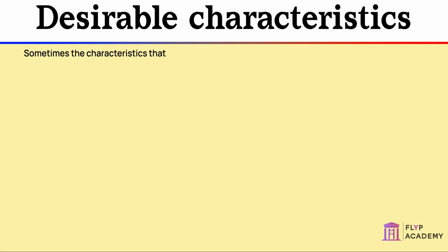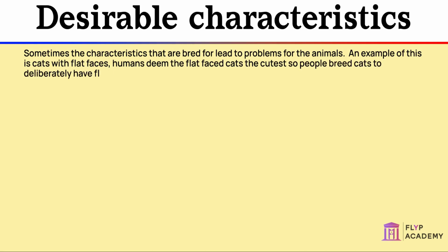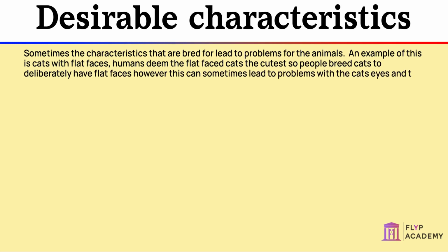Sometimes the characteristics that are bred for lead to problems for the animals. An example of this is cats with flat faces. Humans deem the flat-faced cats the cutest, so people breed cats to deliberately have flat faces. However, this can sometimes lead to problems with the cat's eyes and tear ducts, leading to infections.